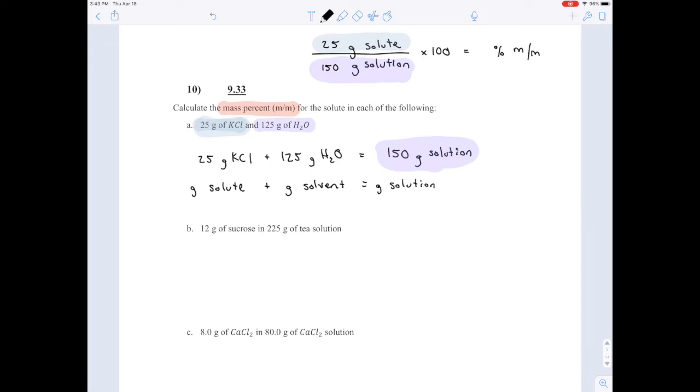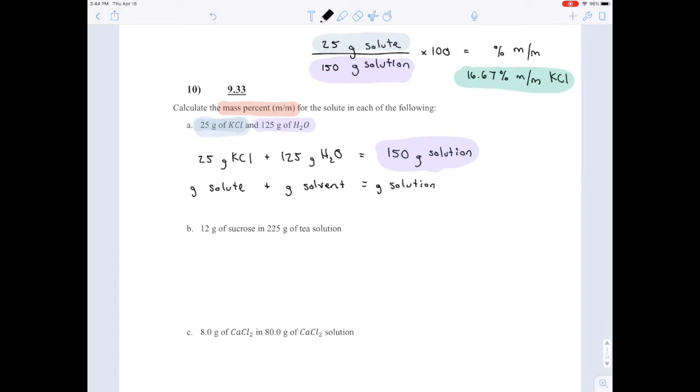So now we just have to plug it in, 25 divided by 150, enter, times 100, enter. I'm getting around 16.67, so 16.67% by mass KCl. So you have around 16.67 grams of KCl in every 100 grams of solution. And that would be the answer for A.